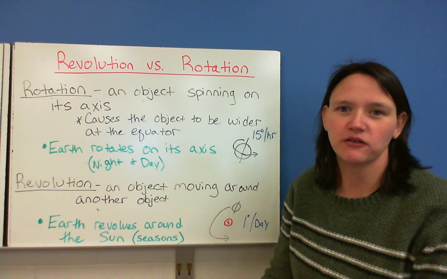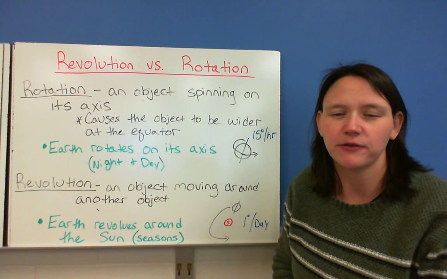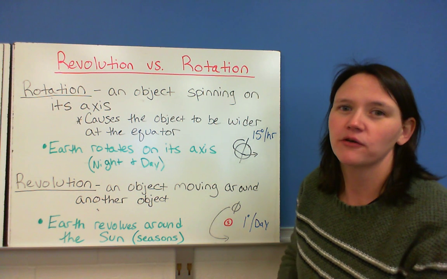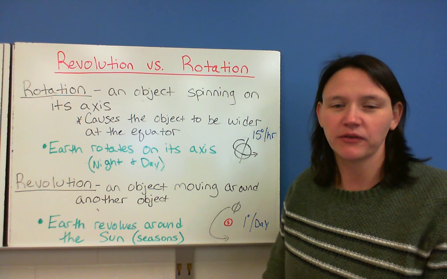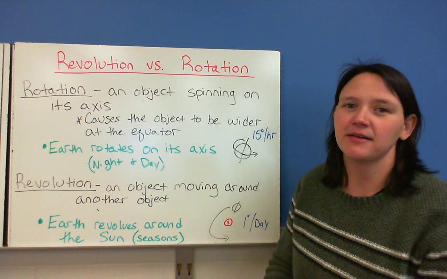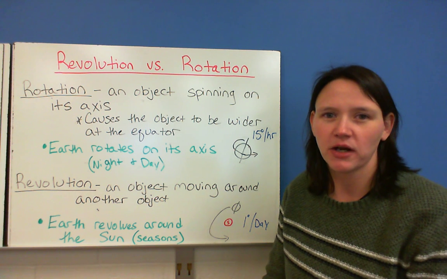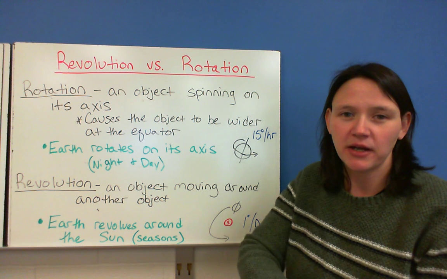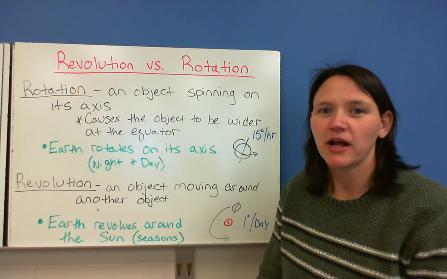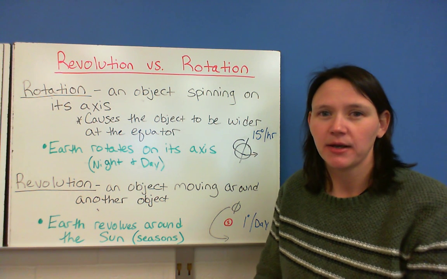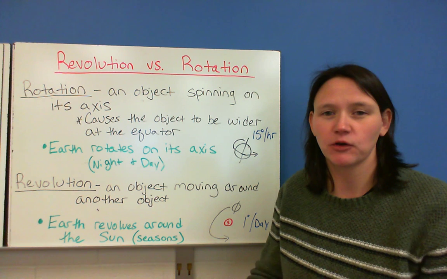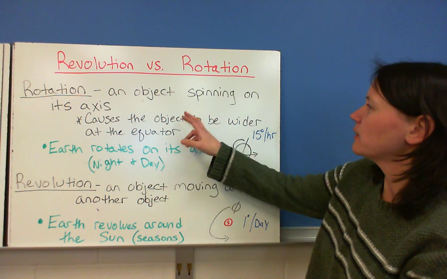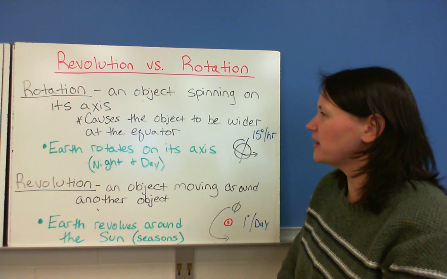Revolution versus rotation. These are two really big concepts that you need to make sure you understand the difference between. When you are trying to explain the movement of objects in our solar system, you can't use these interchangeably. If you're trying to talk about the Earth revolving around the sun and you say rotation, you're not explaining it correctly, and you're probably not going to get full credit for whatever answer you're trying to work on. So be careful. So rotation is an object spinning on its axis.